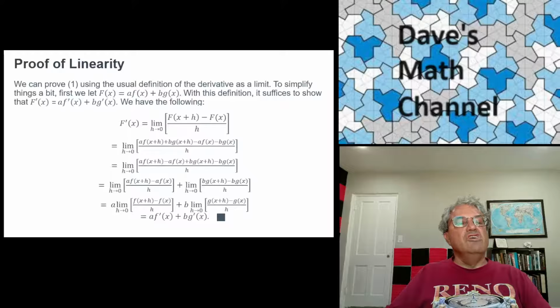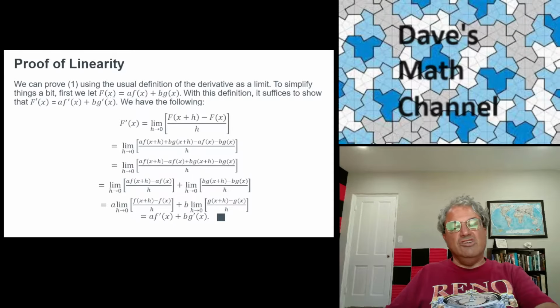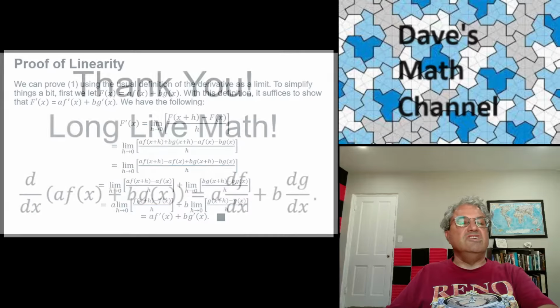We proved that capital F prime of x is equal to little a times little f prime of x plus little b times little g prime of x. In other words, we've proven that the derivative is linear for arbitrary differentiable univariate functions. So voila, that completes the proof, and that completes today's lesson.